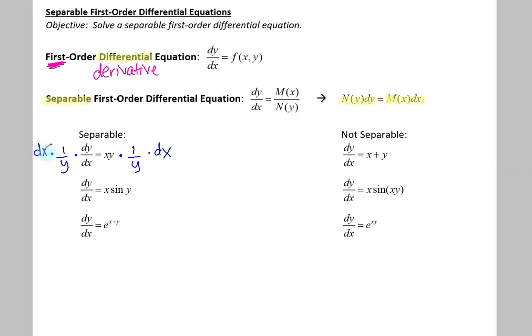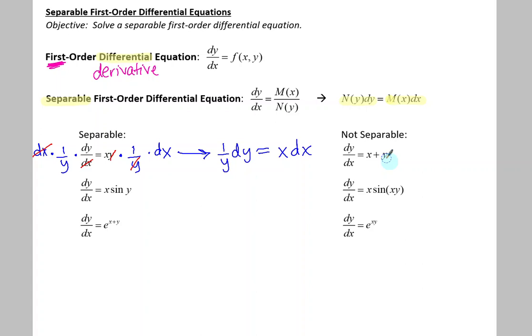Then I can get dx out from the y side, dx divided by dx, and the y out from the x side, y divided by y. That gives us 1 over y times dy equals x times dx. And now we have separated as a function of y times dy equals a function of x times dx. We would be ready to integrate.